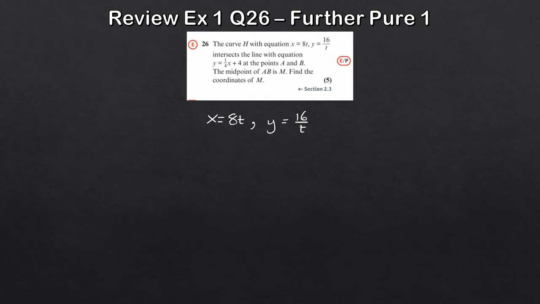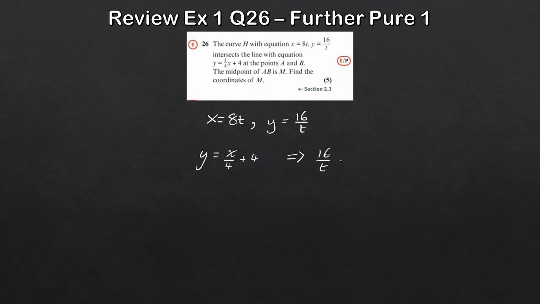Now the first thing I'd do here is sub in my x and my y into this equation. So what will that look like? Well, this is y equals x over 4 plus 4. And we've got y is equal to 16 over t, and then x equal to 8t. So if we just sub that in, that's going to look like this.